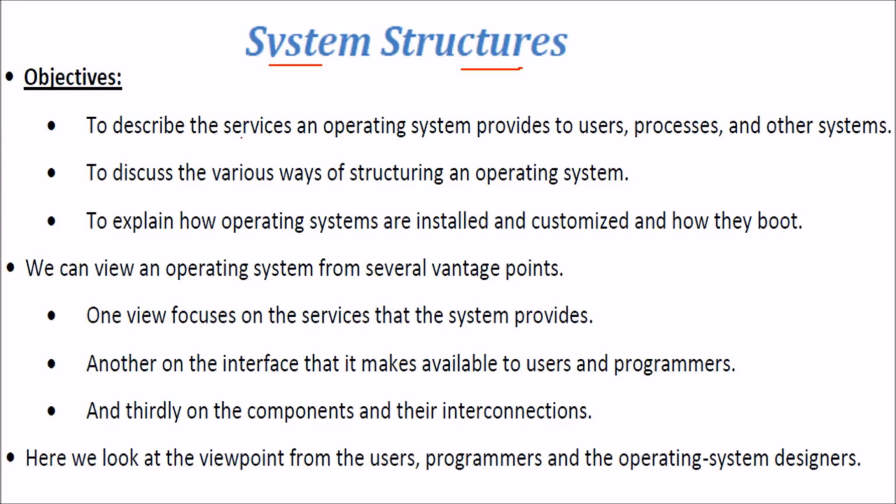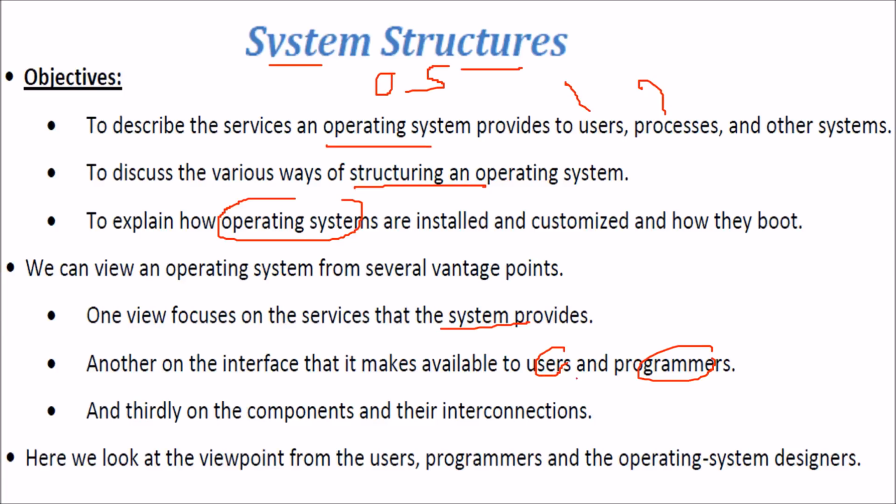We need to describe the services an operating system is going to provide to us, that is the users, the processes and other systems. And we'll also discuss various ways of structuring an operating system and how these operating systems are installed, customized, and how they boot. And also we will see various aspects like the view which focuses on the services that the system provides, and the users and programmers, what interfaces are available to them, and also the components and their interconnections. And we'll see the viewpoint of users, programmers, and operating system designers.